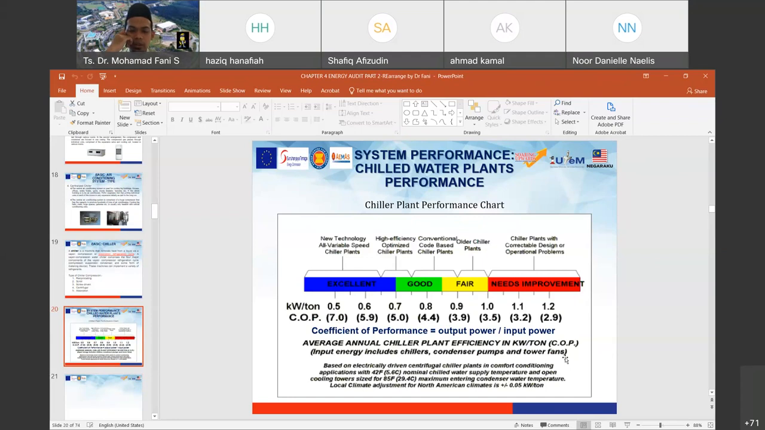If you get 0.5, for example, you can map the number to the COP, which is about 7.0. That is excellent chiller performance. And if you get 1.2 kilowatt per ton, for example, mapped to the COP value here, you get about 2.9. We know that this chiller plant needs improvement and something must be done in order to maintain the performance of the cooling capacity supply.